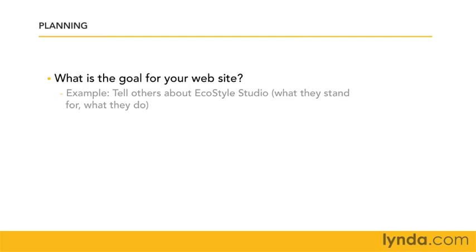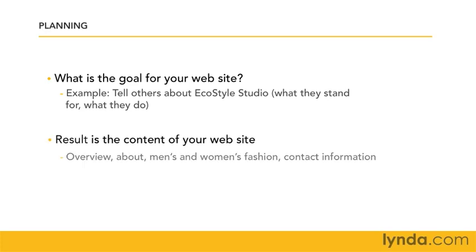Maybe it's to tell others about EcoStyle Studio in this case, what they stand for, what they do, maybe show off some of their fashions. Or it could be to buy something or to inform in any way. But the important thing is to know your goal. And from there, you're able to create the content for your website. Again, overview, about section, some men's and women's fashion in this case, and of course, contact information.